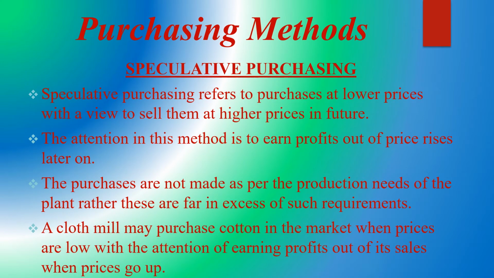Now let's see speculative purchasing. Speculative purchasing refers to purchases at lower prices with a view to sell them at a higher price in future. The intention in this method is to earn profits out of price rises later on. The purchases are not made as per the production needs of the plant. Rather, these are in excess of such requirements. A cloth mill may purchase cotton in the market when prices are low, with the intention of earning profits out of it, selling when prices go up.